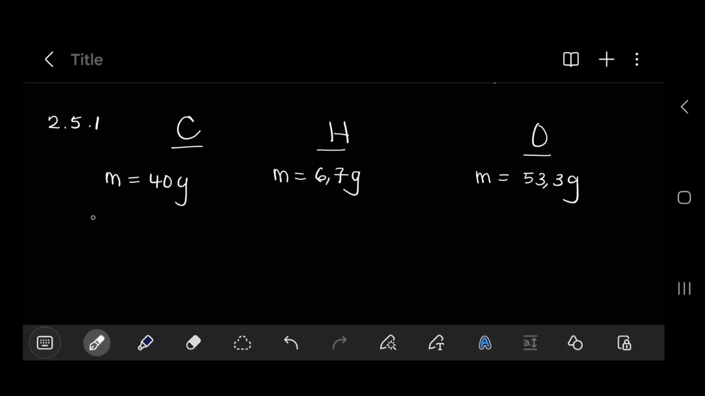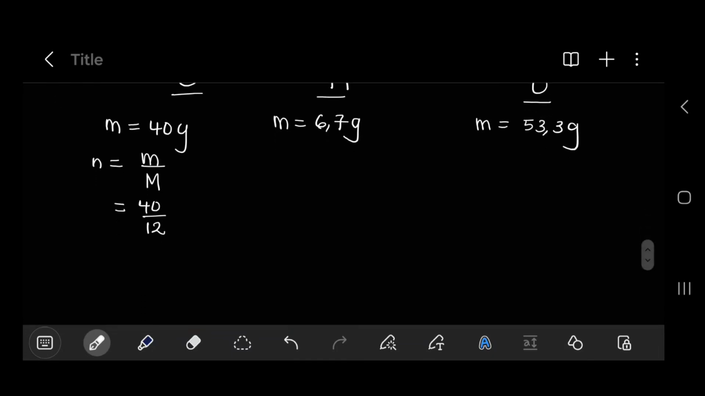Our next step is to calculate number of moles. So we're going to have mass over molar mass. So carbon is going to be 40 divided by 12. Remember, molar mass you get from the periodic table. Okay, so this gives us 3 point, and there's many threes after the decimal. Moles.